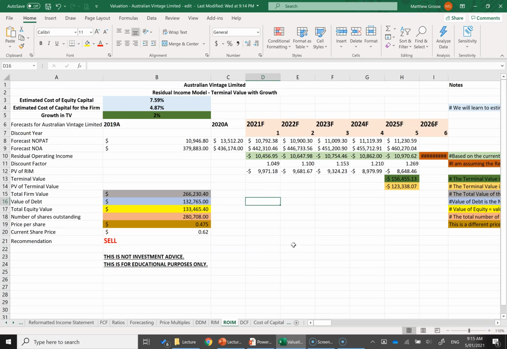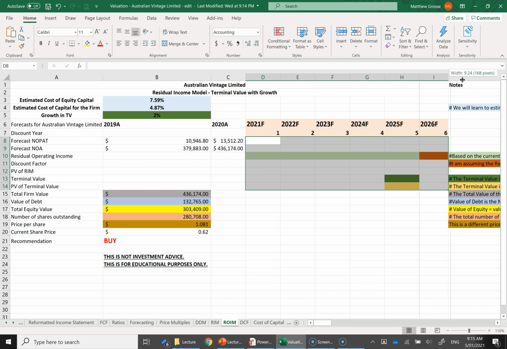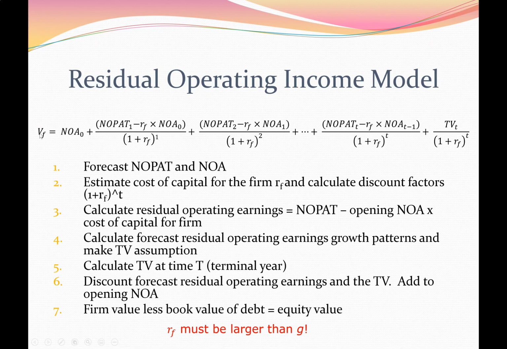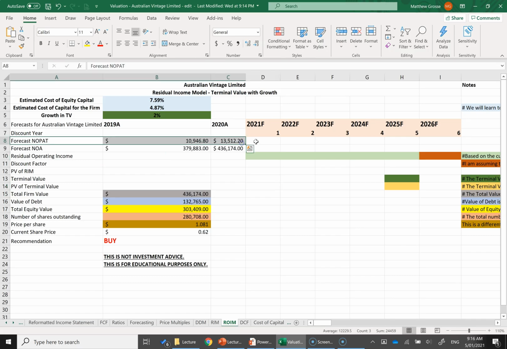So here I've got the Australian Vintage Limited spreadsheet set up, and I'll delete what I've pre-filled here so we can work through it together. I've got the template set up, and the first thing we wanted to start getting is terms from this formula. So it said forecast NOPAT and NOA. Here, this line, forecast NOPAT.